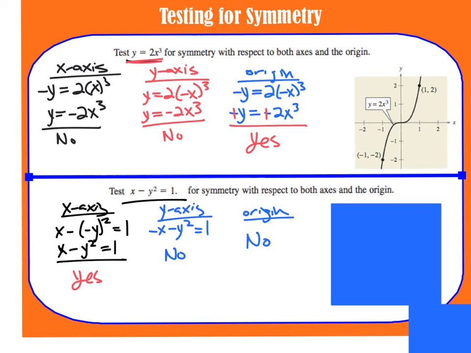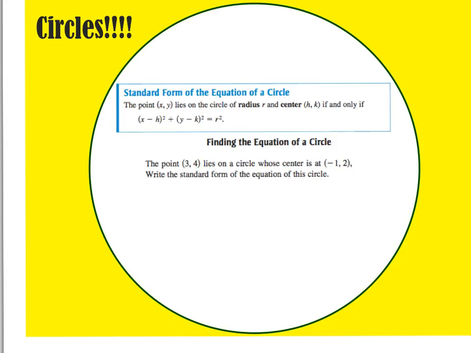All right, circle! The standard form of a circle is when you have a center, h and k. We have the quantity x minus h squared, plus the quantity y minus k squared, is equal to r squared. And r is your radius. And our center is h and k.